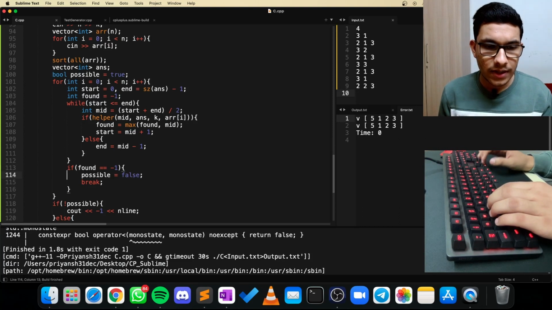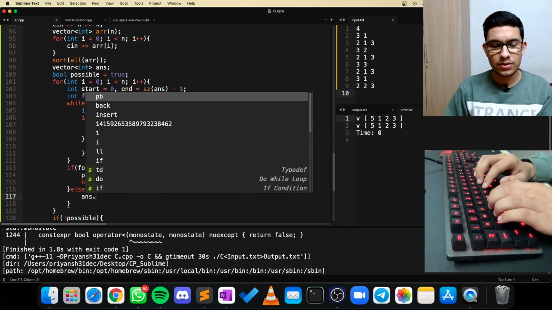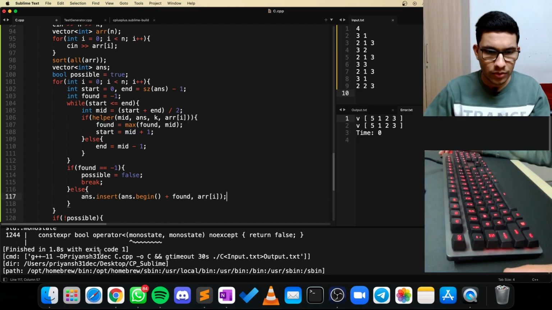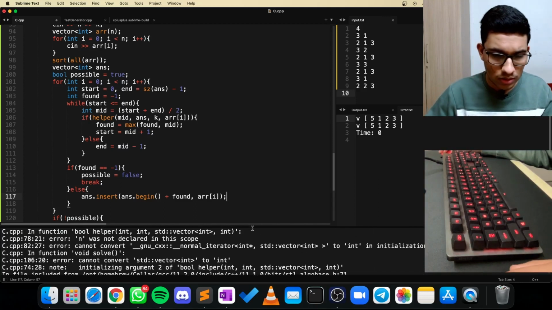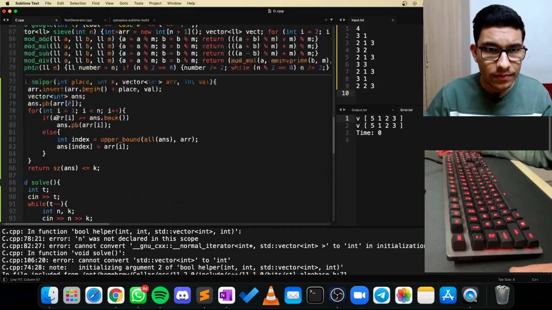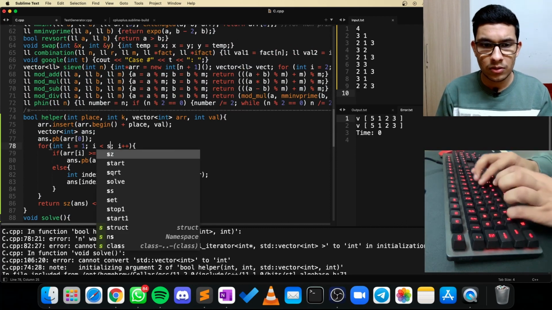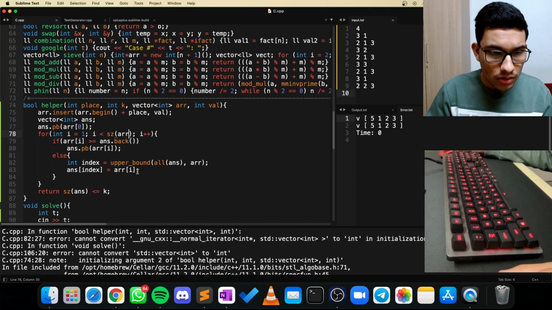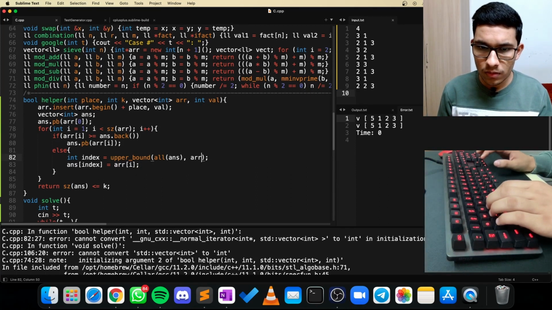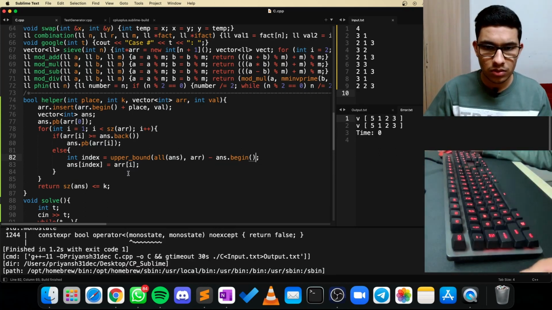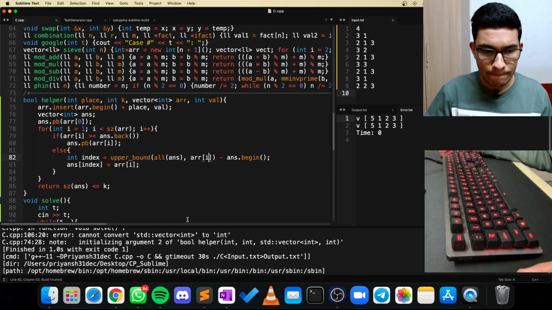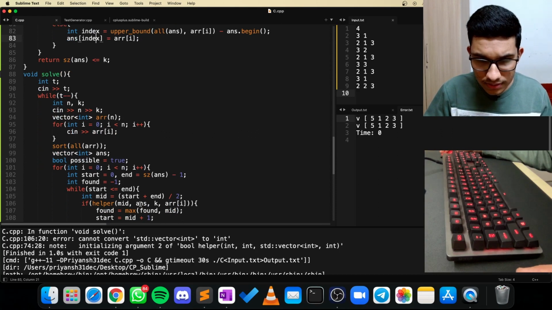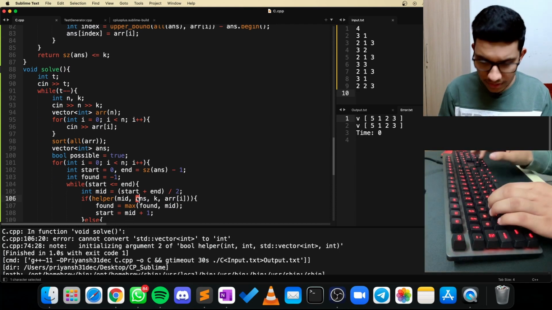Okay, so we also have to do something like this, right? Answer.insert. Okay, now let's see what is the error here. N was not declared in the scope. 78. Then we have 82. Then I have arr[i]. Then I'm having an error in 74 and 106. 106 is this. I'm passing this value, right? Vector. Oh, okay. This had to be K.